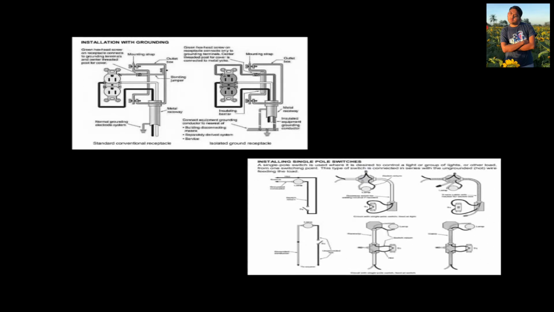Yung unang picture po ay installation with grounding. Ang term na grounding ay commonly used in electrical industry to mean both equipment grounding and system grounding. Yung electrical grounding ay inimbento para sa kaligtasan ng mga tao at ma-prevent yung mga tao sa electrical hazards. Yung pangalawang feature naman po, which is yung installing single pole switch. Ito po ay ginagamit para makontrol yung light in a small closet or bathroom.